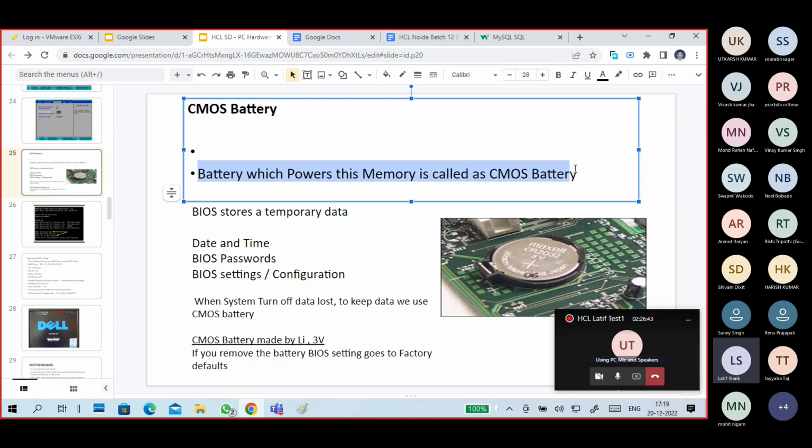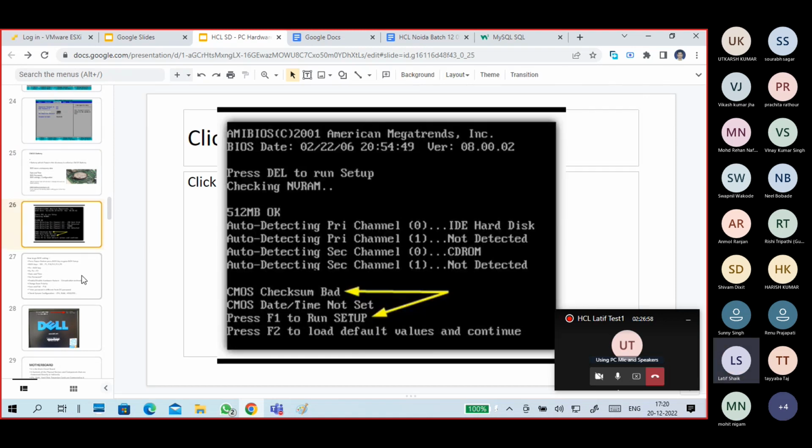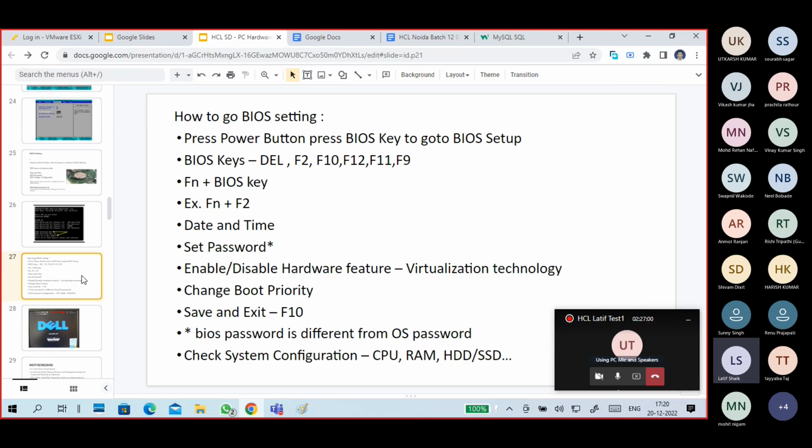Actually, this should also be changed. The battery which powers BIOS memory or ROM memory is called CMOS memory. So like that you have to put it. I will change it later. Even there is some small confusion always in the wording, guys.